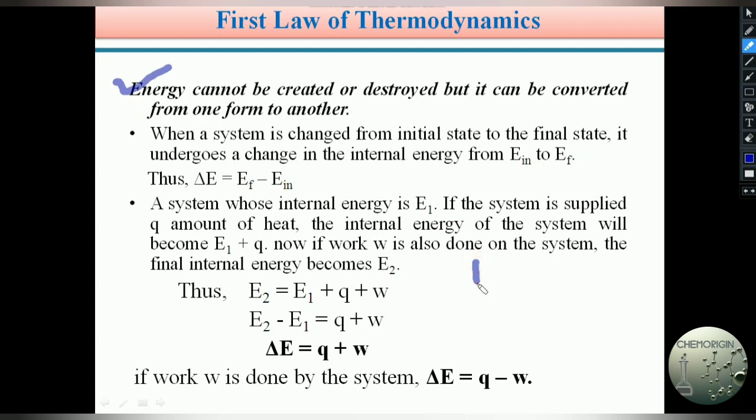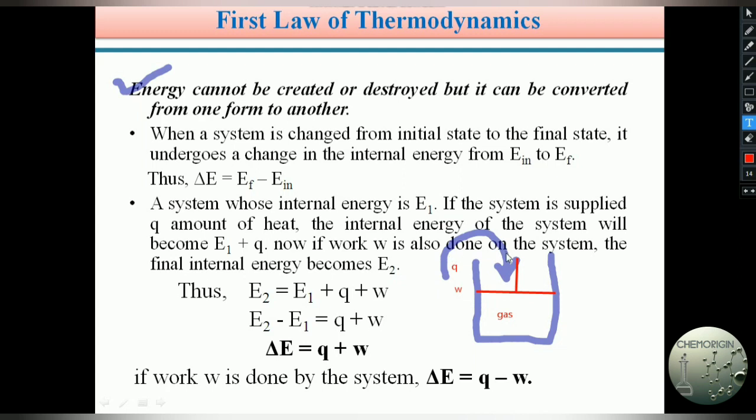Take a gas which is present in a cylinder. This is a cylinder, in which gas is present, and this is your frictionless piston. Initially the system is in its initial state. If you supply some amount of heat energy, let it be Q, then Q amount of heat is supplied to the system. Due to the supply of Q amount of heat, W amount of work takes place.